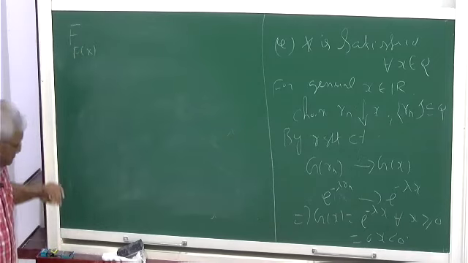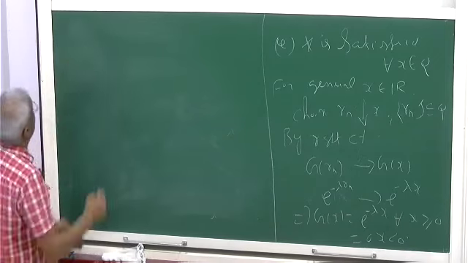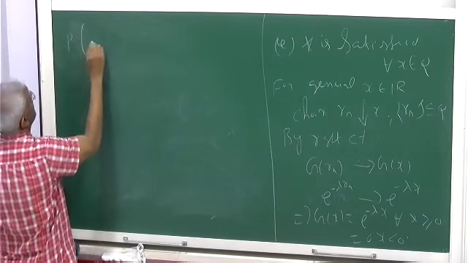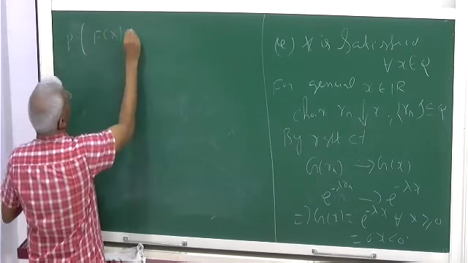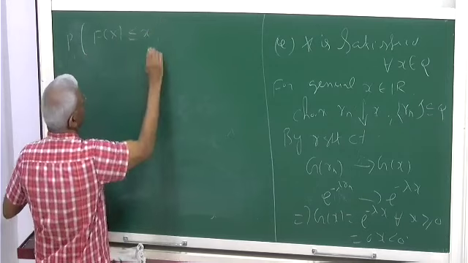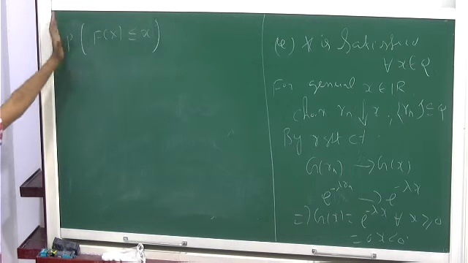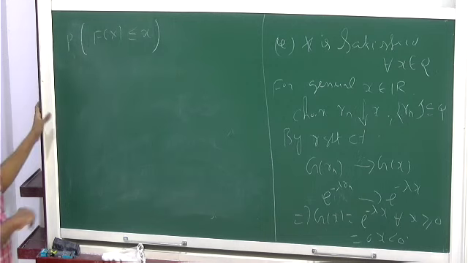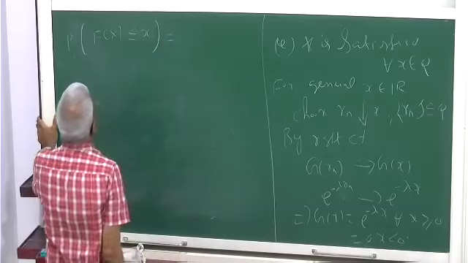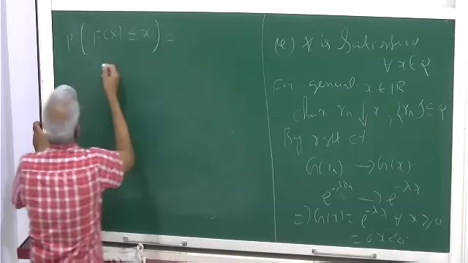Maybe I was not right. We compute this: the probability that F of X is less than or equal to x. This is what we want to calculate. What I wrote is, of course, correct, but confusing.